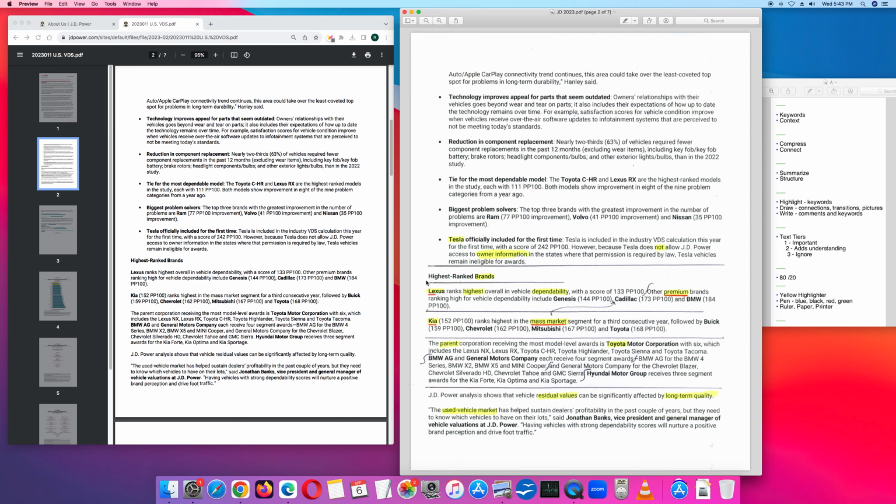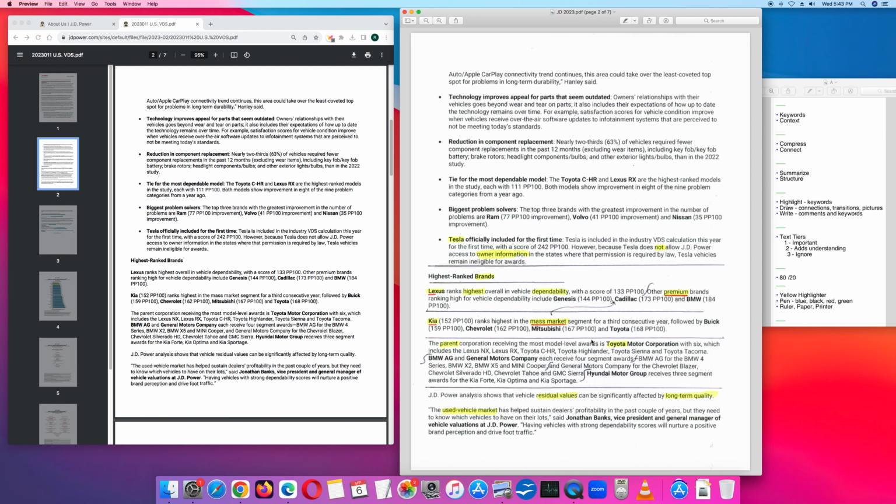Okay, so again, context, highest ranked brands, Lexus is number 1 overall. Then premium, Lexus is 1, then Genesis, Cadillac, BMW. Then next category, mass market brands, Kia, Buick, Chevrolet, Mitsubishi, Toyota. All right. So moving to another, transitioning and moving to another thought here.